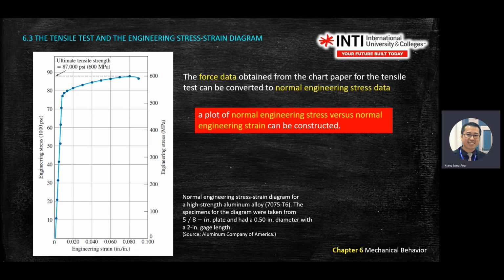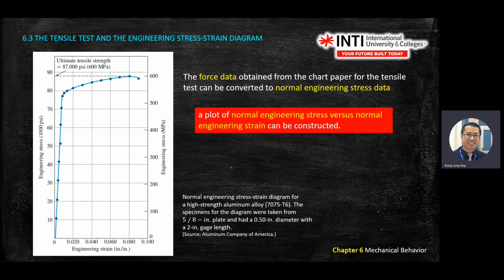Then for the second force, you apply maybe 200, 300, and then you measure the length again, until the sample breaks. Let's say maybe at 1000 Newton, it breaks. Once the sample breaks, you join the sample back and you measure. That is the final length that you have, the final length after it breaks.